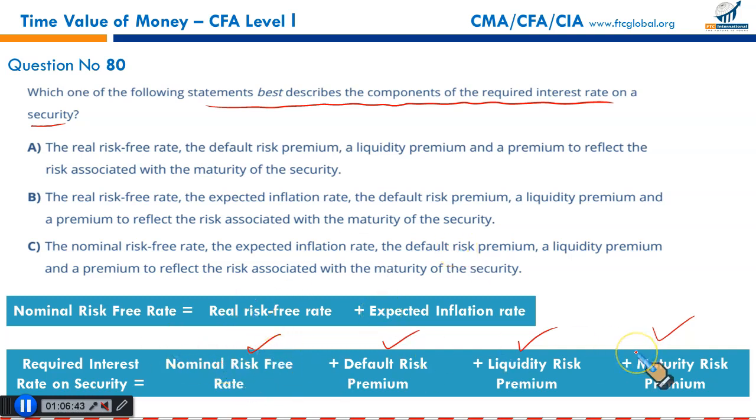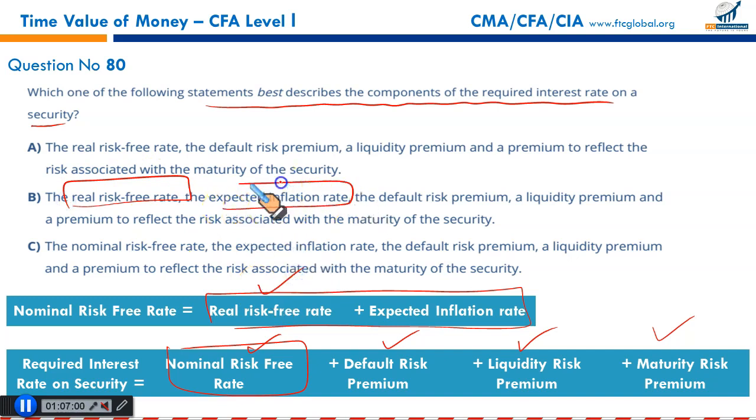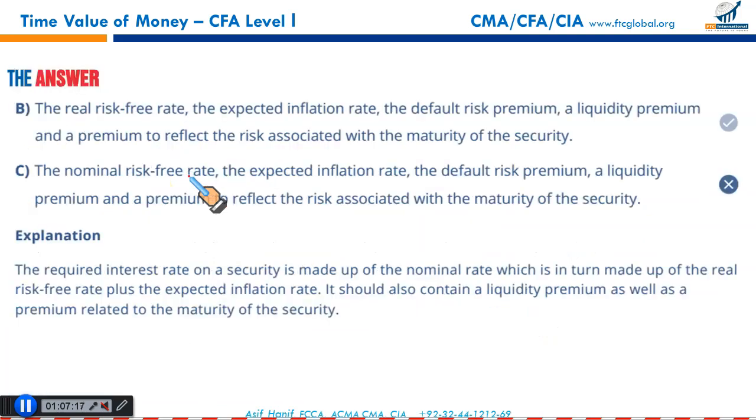It is the sum of these 4 components, and the nominal risk-free rate itself is a combination of the real risk-free rate plus expected inflation. If you see this arrangement in front of you, you will correlate it with the given options. Look at option B. It's the sum of the real risk-free rate, yes, expected inflation, yes. These two feed into the last arrangement, plus default risk premium, yes, plus liquidity premium, and the associated risk for maturity. Perfect. B contains all the elements of your nominal required rate of return. B is the correct option.